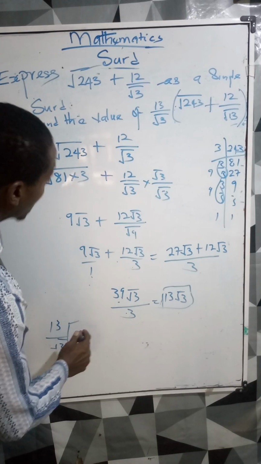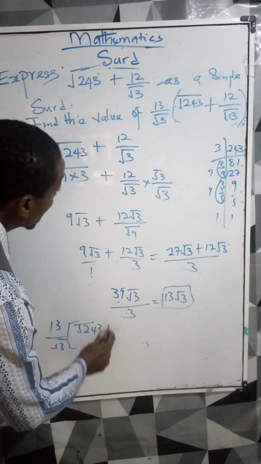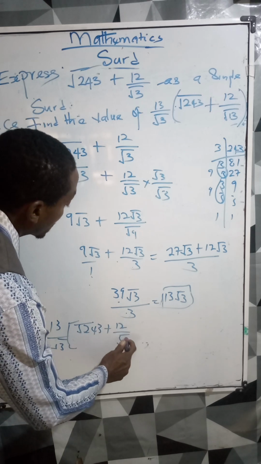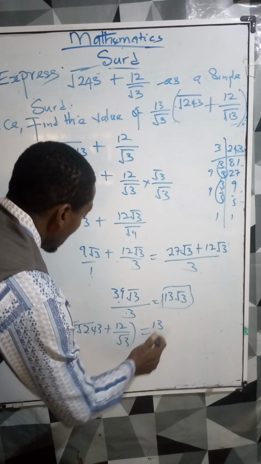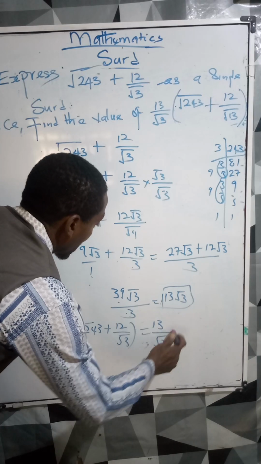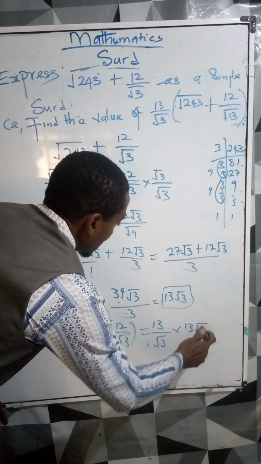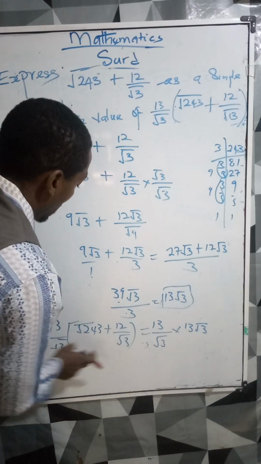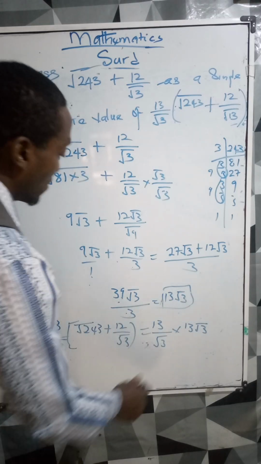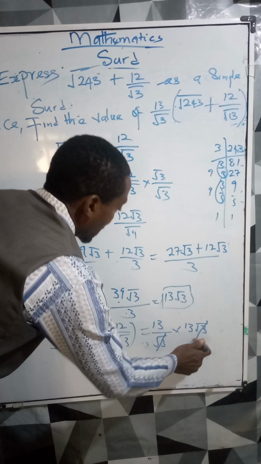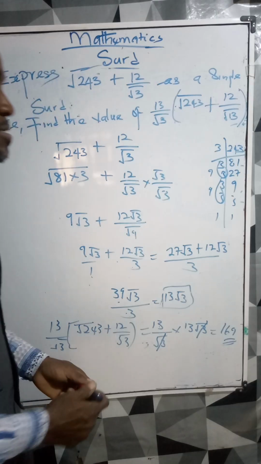Everything inside the bracket was root 243 plus 12 all over root 3. So we have 13 root 3 times everything inside this bracket, times 13 root 3, 13 all over root 3, which is this. Everything inside this bracket is what we calculated from here to here. So now this root 3 cancels root 3. 13 times 13 will give us 169, which is our final answer. Thank you.